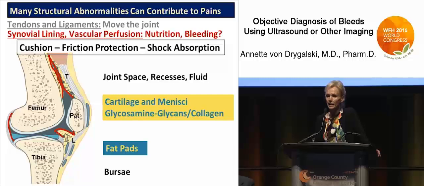And the remainder of the structures are really here to provide cushion, friction protection, and shock absorption. So we can start here with the joint space and its fluid in the recesses. Then we have cartilage lining the bone here, and menisci that are made out of glycosaminoglycans. These are complex sugars and collagens, again, all for shock absorption. And then we have fat pads, something we always forget to mention: suprapatellar, prefemoral, and here the Hoffa's fat pad. And all of those structures can swell, can proliferate after bleeding, and can get impinged, inflamed, and be painful.